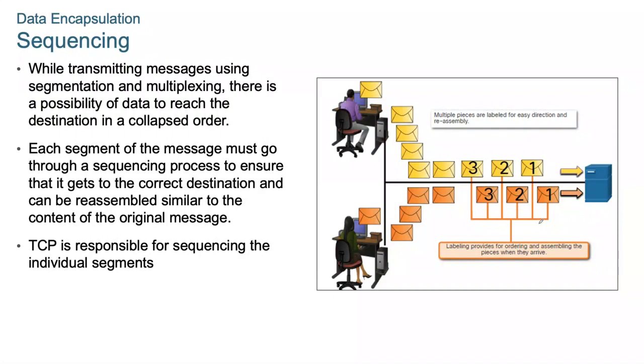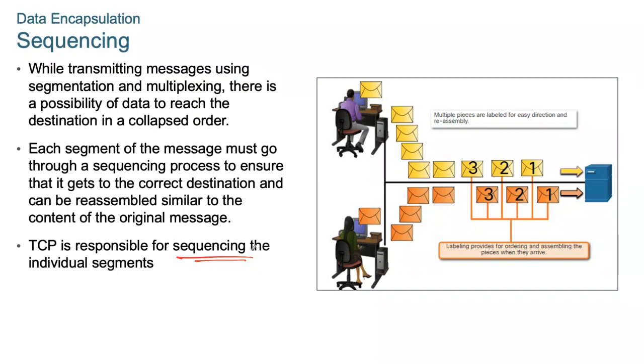As said, while transmitting messages using segments and multiplexing, there is a possibility of data reaching the destination in a jumbled order. So then they must be rearranged. TCP is responsible for sequencing the individual segments. But the data encapsulation and decapsulation is done by which layer of your TCP/IP model?